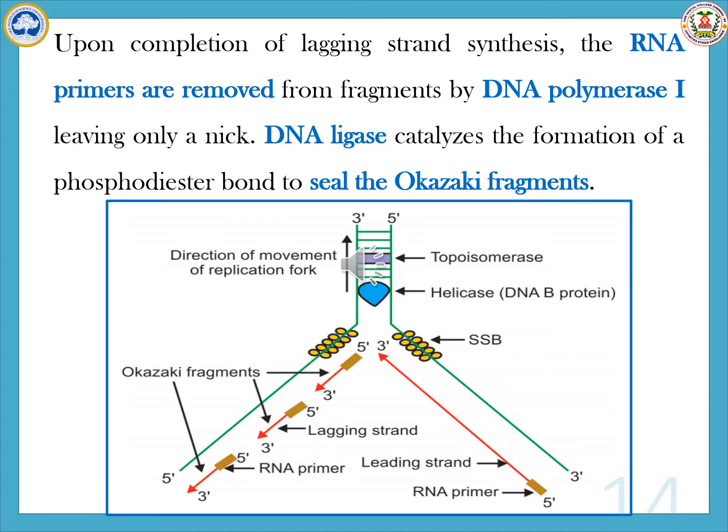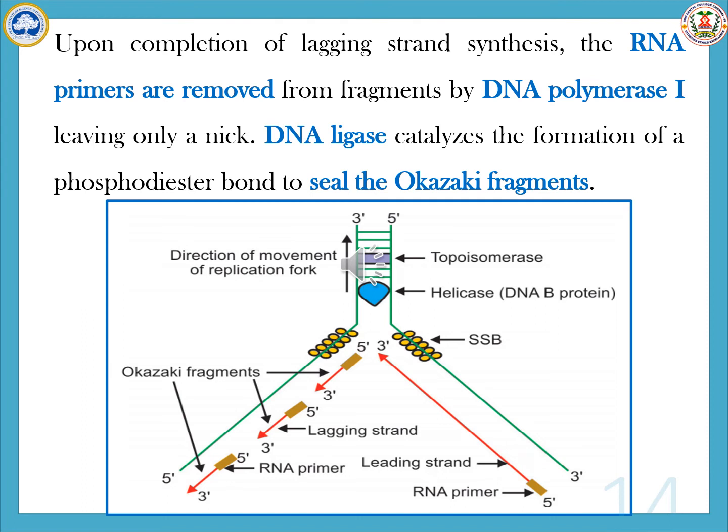Since the 5' to 3' strand acts as a template for the leading strand, the DNA synthesis runs from 3' to 5' end. It requires only one RNA primer, and DNA polymerase 3 keeps on adding the deoxynucleotides to the RNA primer, resulting in the continuous strand which is referred to as the leading strand. They run from 3' to 5' end.